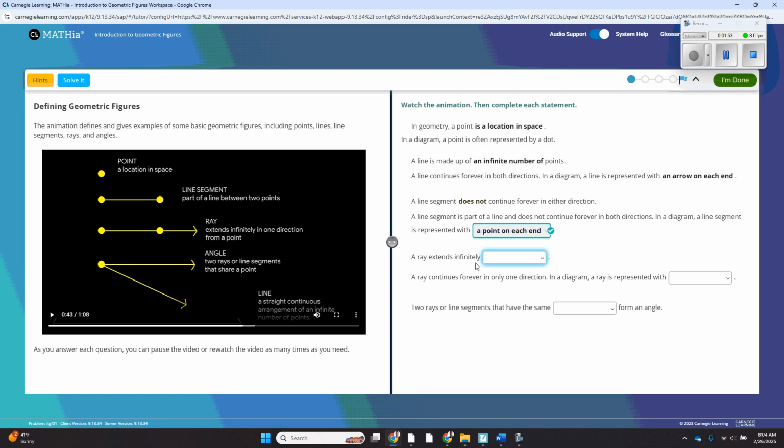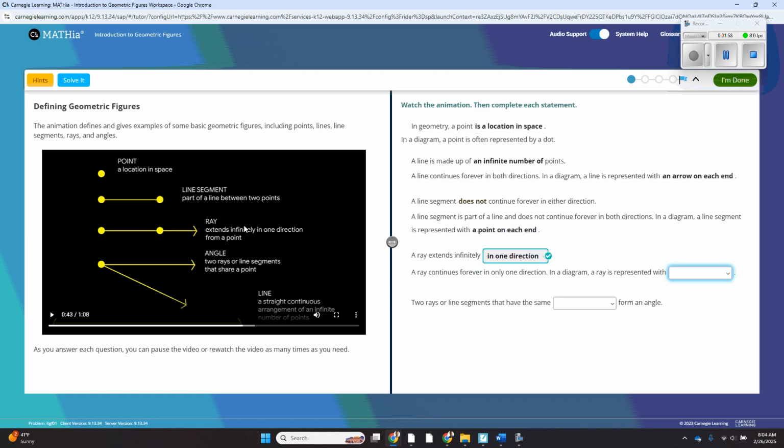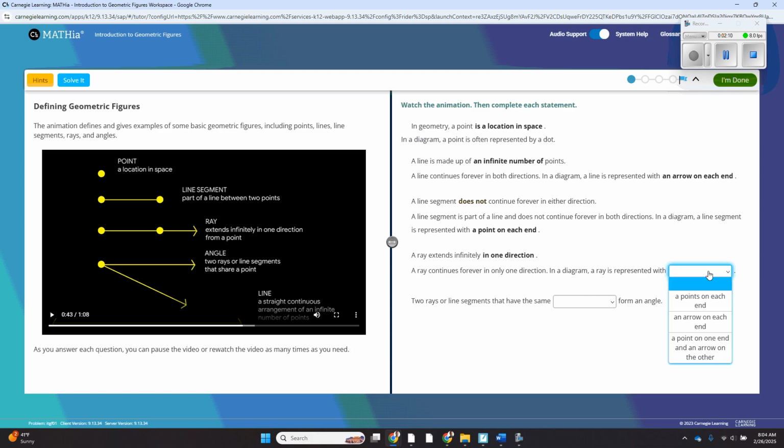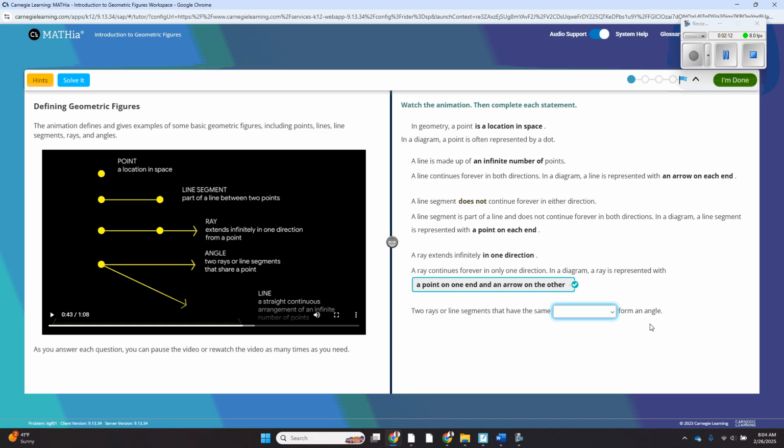A ray extends infinitely in one direction. This is a ray over here. You can get that straight from the video. A ray continues forever in only one direction. In the diagram, a ray is represented with a point on one side and an arrow on the other. There we go. And then lastly, two rays or line segments that have the same blank form an angle. This is going to be vertex, or I guess we'll say endpoints. I don't think they quite know what a vertex is yet.